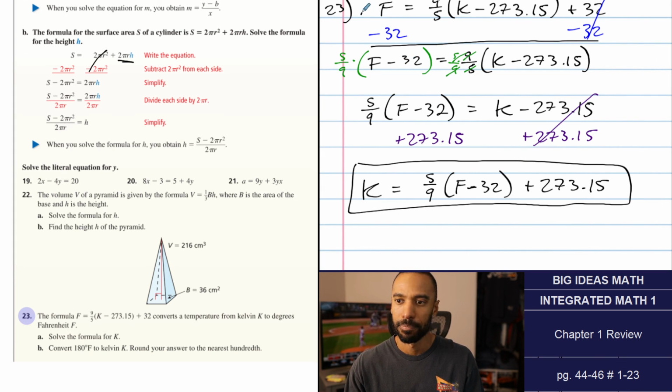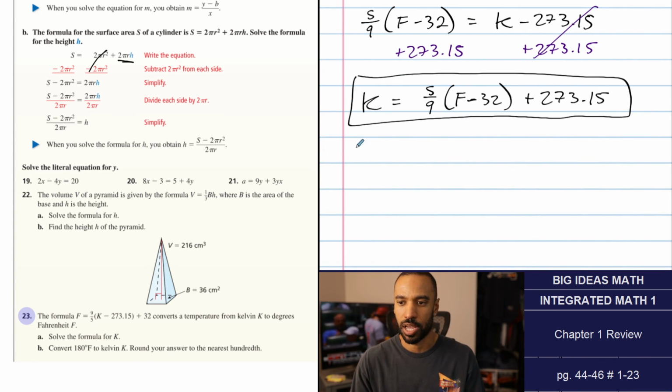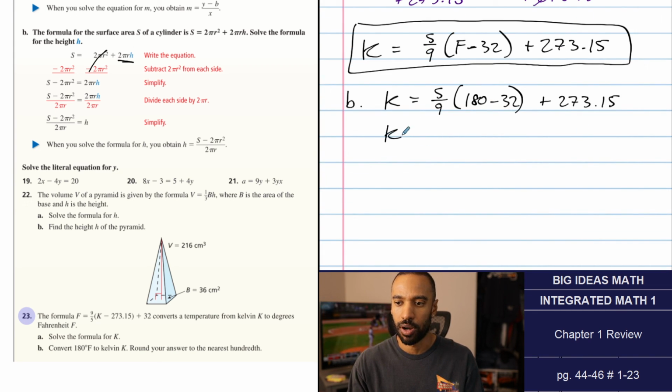That's part A. Part B says convert 180 degrees Fahrenheit to Kelvin, K, and round your answer to the nearest hundredth. When they say round your answer to the nearest hundredth, it sounds like we're going to have to use our calculator, and it's going to be a longer-winded decimal, maybe a repeating decimal. So we'll do 180 minus 32, and then plus 273.15. The most I'm going to do before I let the calculator take over is 180 minus 32 right now, which is 148. As 148 cannot divide by 9, I'm going to let the calculator take over.